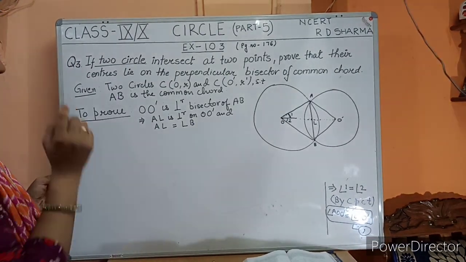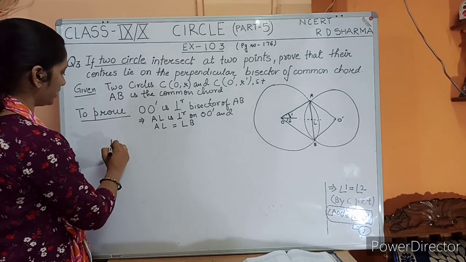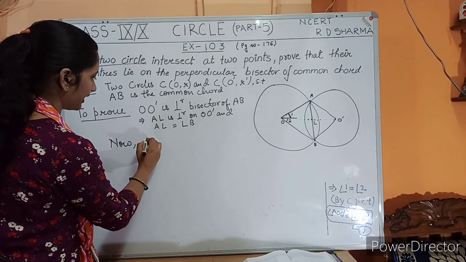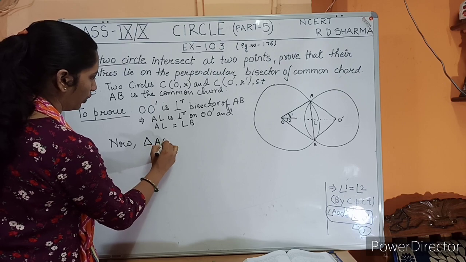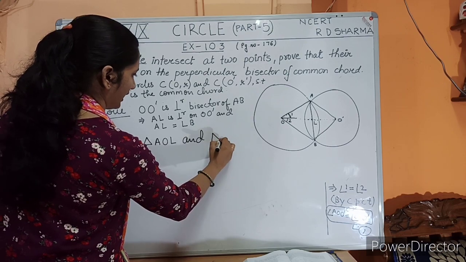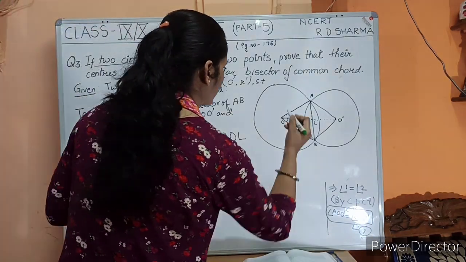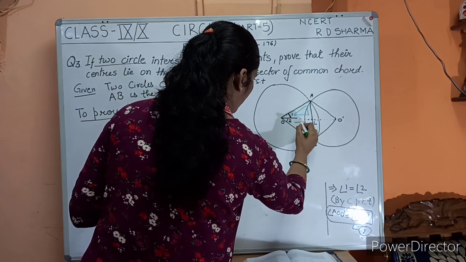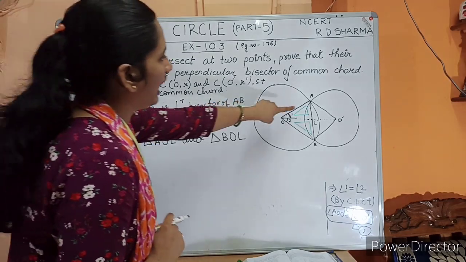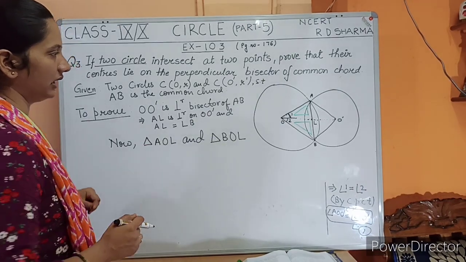Now, what will we do after this? Now we will take the triangles AOL and BOL, just see the triangle. Now I'm just taking this part of the triangle. ये देखो, ये वाला triangle और ये वाला triangle, ठीक है? So half part of the upper and half part of the downwards triangle, AOL and BOL.